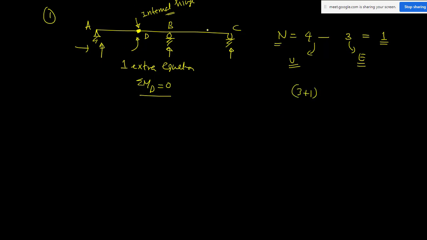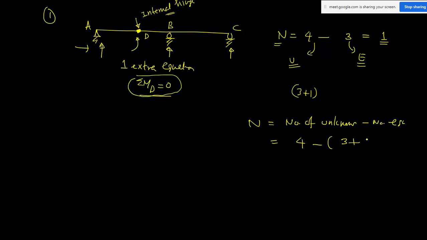So what is the static indeterminacy of this beam? That is the number of unknowns minus equations. Unknowns are 2 plus 1 plus 1, which is 4. The 3 equations I already have are sigma fx equal to 0, sigma fy equal to 0, and moment about z equal to 0. In addition to these 3 equations I get an extra equation because of this hinge. So the indeterminacy is going to be 0.